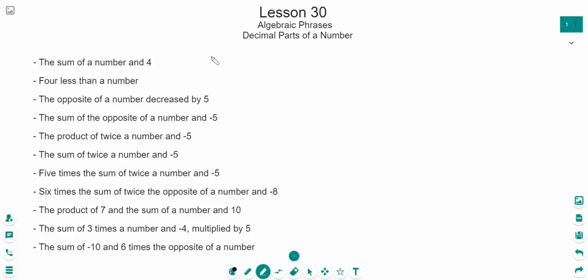So today we're going to be talking about algebraic phrases and decimal parts of a number. All right. Let's start by talking about algebraic phrases. I've got a bunch of them listed to the left of the page here.